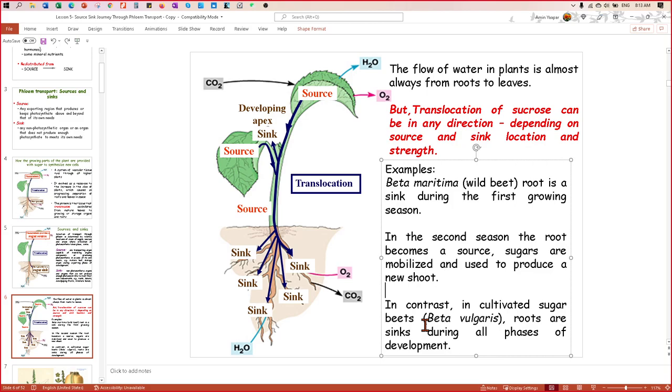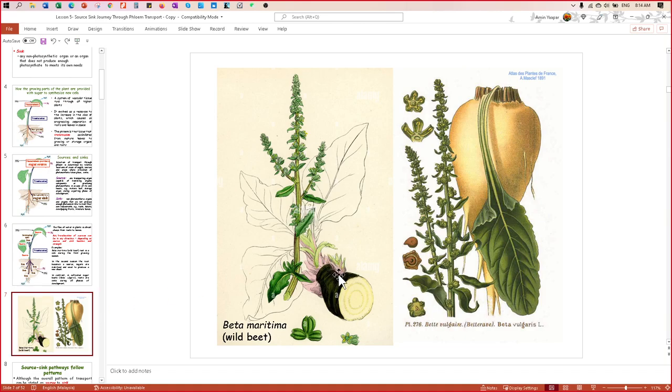I know we are more familiar with sugarcane as the plant that we use to get sugar from, your table sugar. But in temperate countries, they don't have sugarcane. Sugarcane is a C4 plant. So in temperate countries, they use the beet plant, the sugar beet plant. This is the wild type of the beet plant, meaning that it is not purposely bred for any specific characters. In the first season, the root becomes the sink organ, but in the second growing season, it becomes the source organ. But through the extensive work of breeding, now the root has become the sink organ throughout the time, until it is ready for harvest.